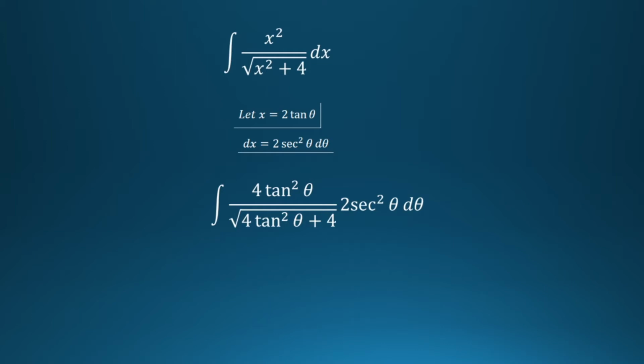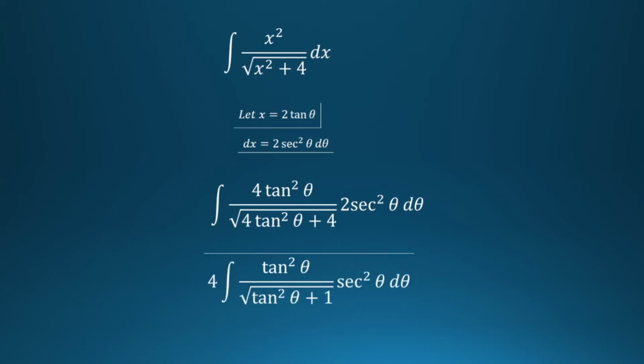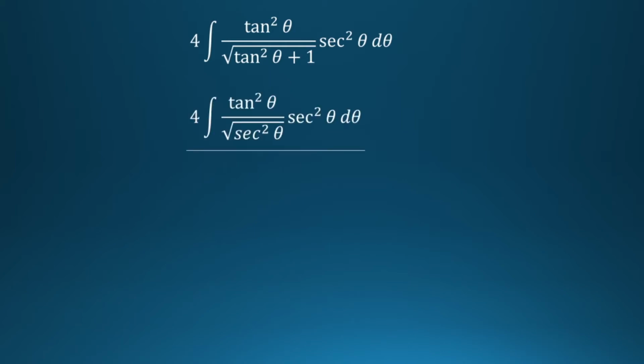And we can simplify this and see that at the top we have 4 tangent squared times 2 secant squared. That's going to give me 8. And the denominator, 4 tangent squared plus 4, we can pull out the square root of 4 and it will be 2. So 8 over 2 will be 4. So this will just be 4 times the integral of tangent squared secant squared over the square root of tangent squared plus 1. Now tangent squared plus 1 is secant squared. So the square root of secant squared is secant. And so secant squared over secant will just be secant.